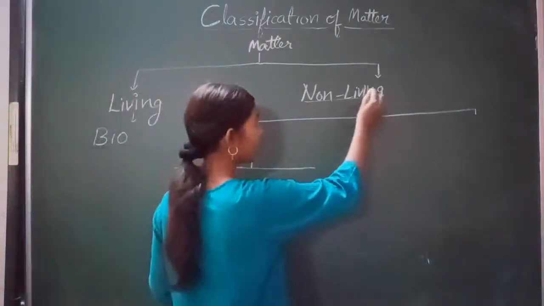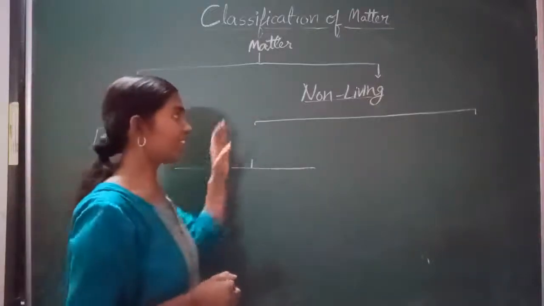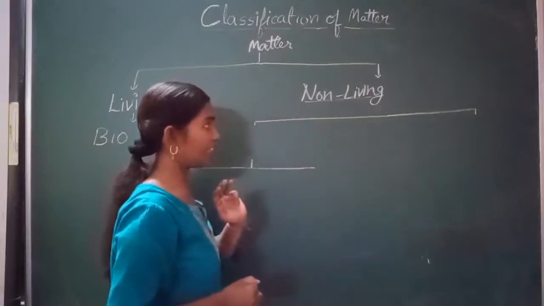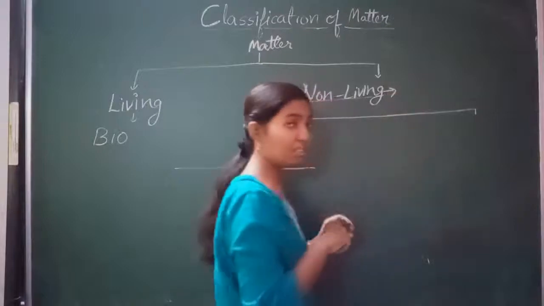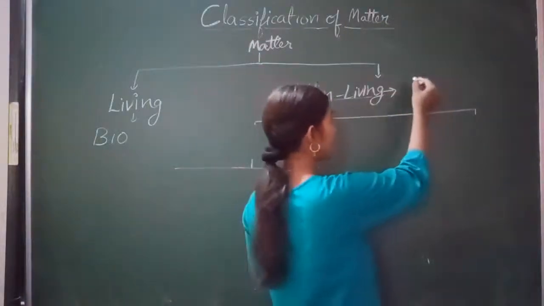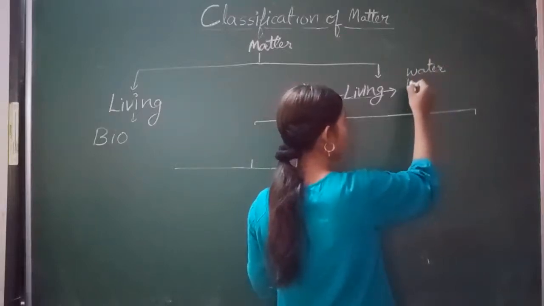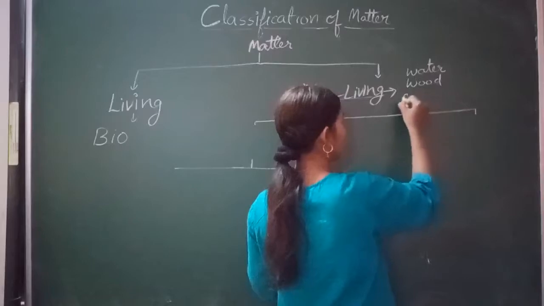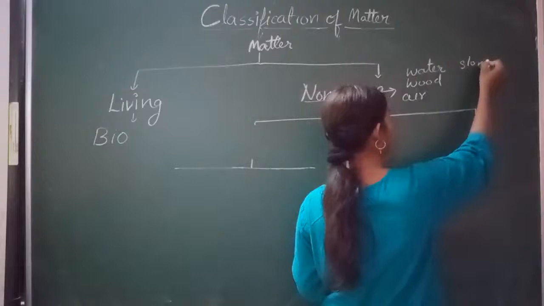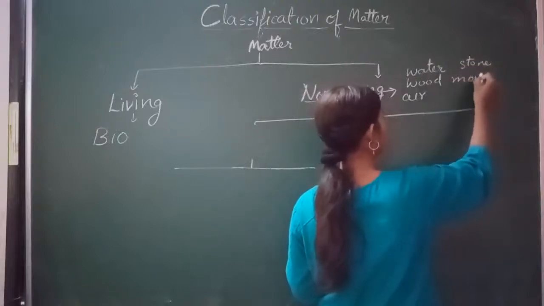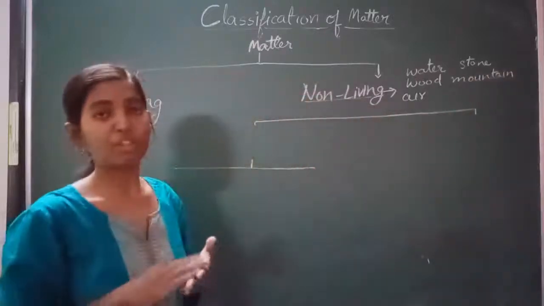These non-living things cannot breathe, cannot move and cannot grow. Let us see how we can divide them. For dividing, let us take some examples of these non-living things, then it will be easier. Non-living examples are water, wood, air, stone, mountain. All these are non-living things, they are not growing.